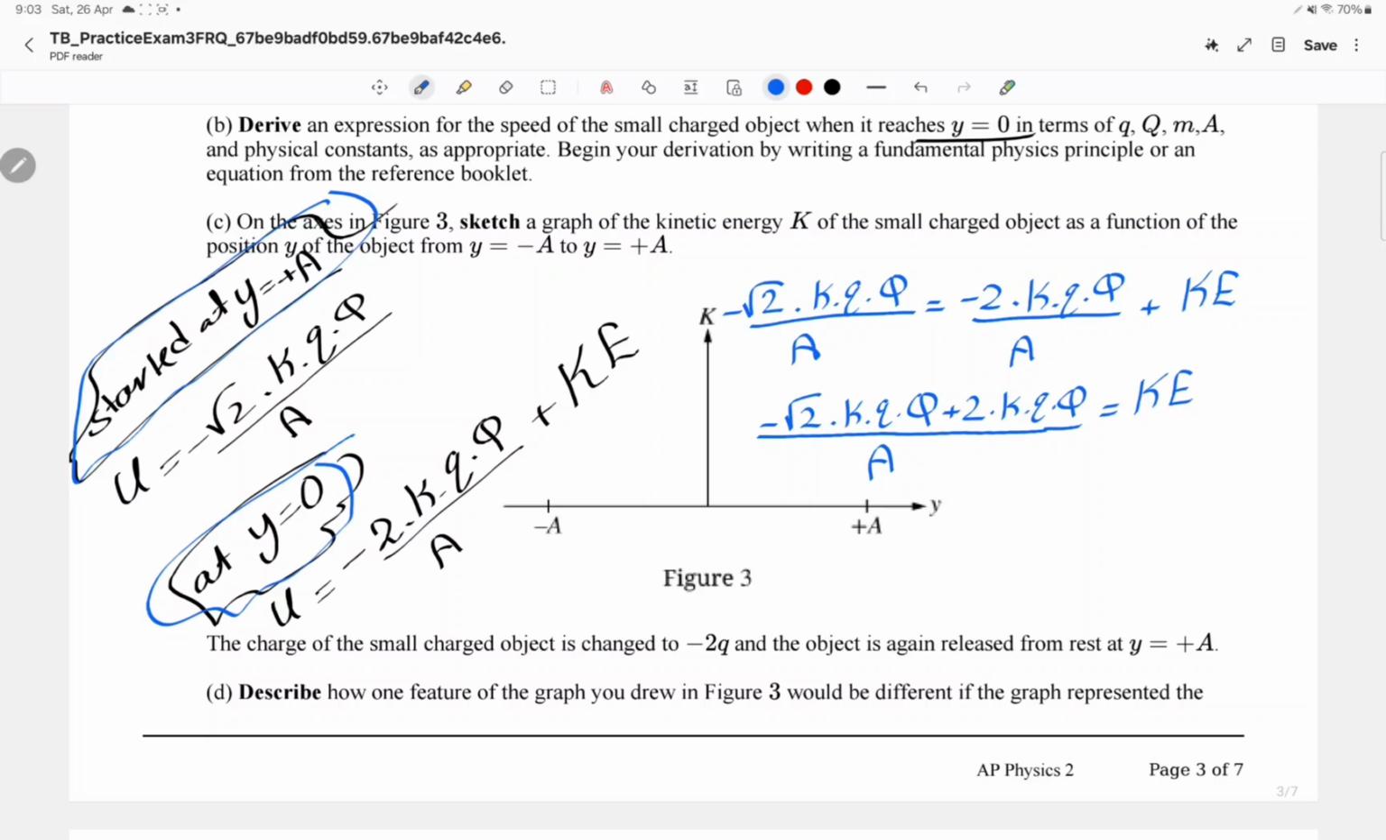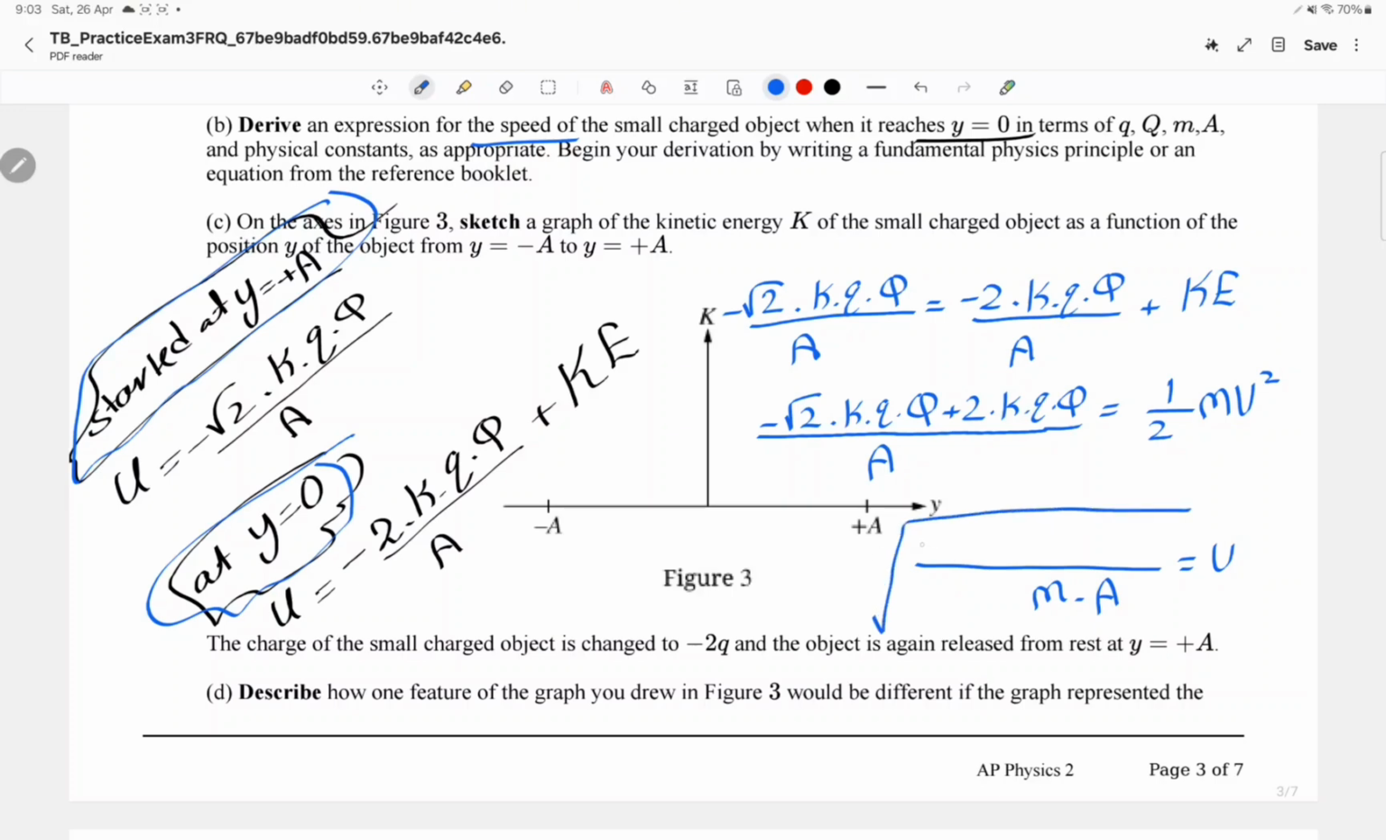Now, what's the equation for ke? Because we want to derive an expression for the speed, right? So I'm just going to say k is equal to half mv squared. And so v is equal to m times a. We're going to move that. We're going to square everything, obviously.